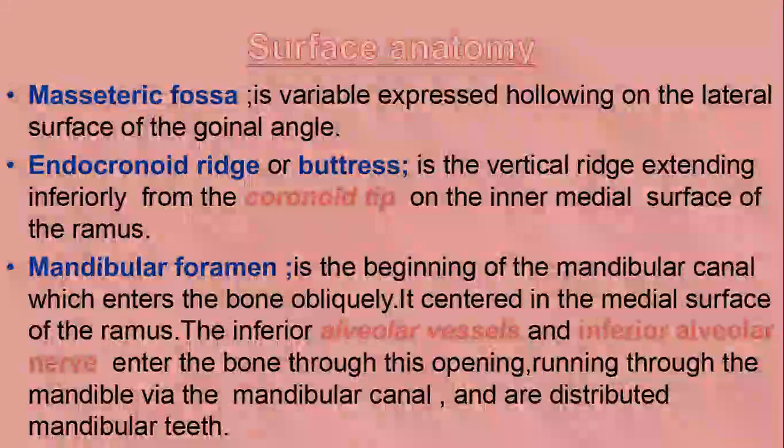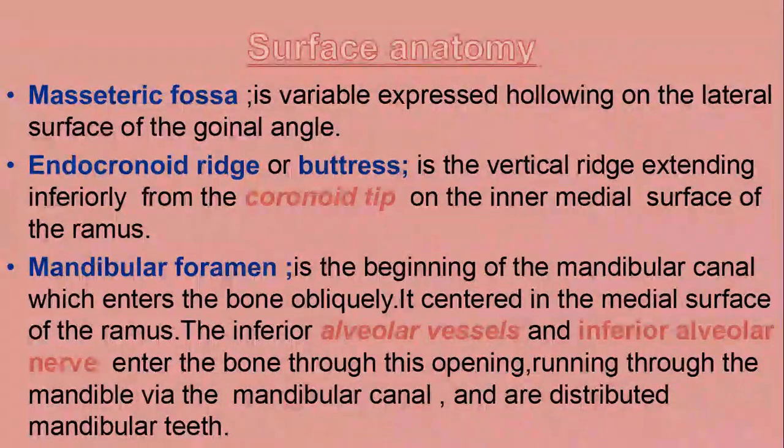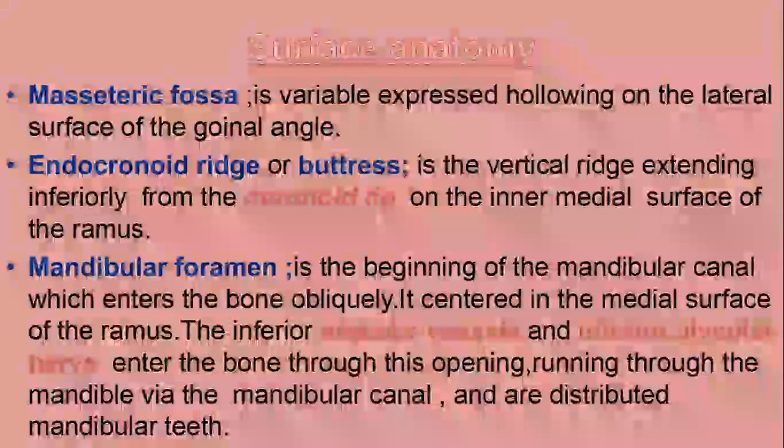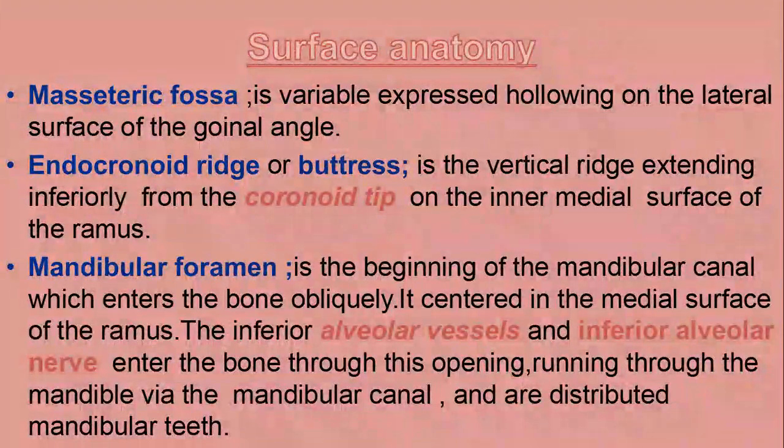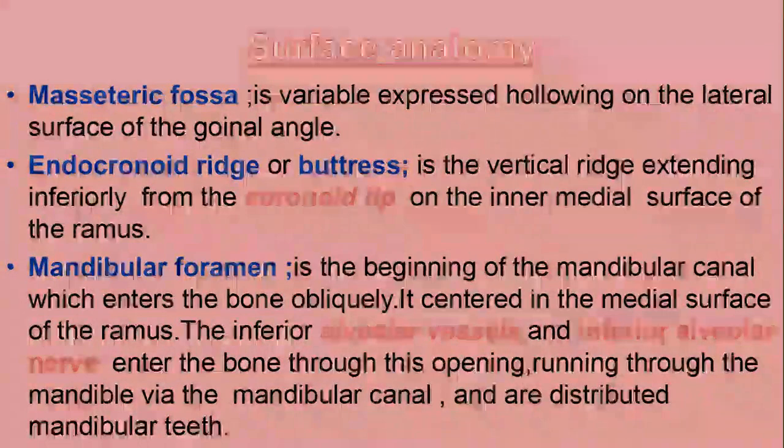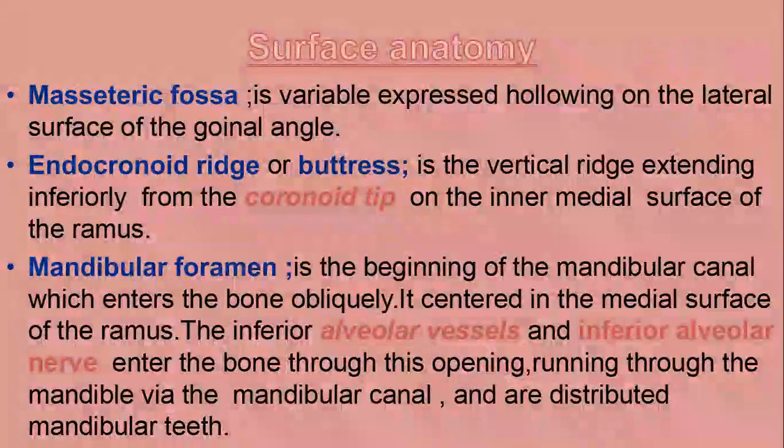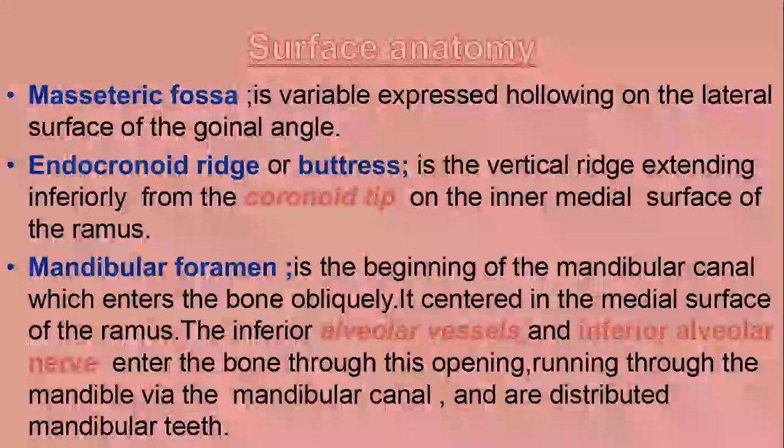The endocoronoid ridge or buttress is the vertical ridge extending inferiorly from the coronoid tip on the inner medial surface of the ramus. The mandibular foramen is the beginning of the mandibular canal, which enters the bone obliquely. It's centered on the medial surface of the ramus. The inferior alveolar vessels and inferior alveolar nerve enter the bone through this opening, running through the mandible via the mandibular canal and are distributed to the mandibular teeth.